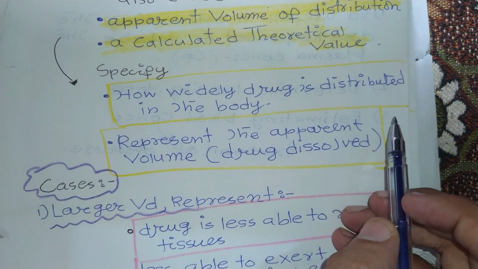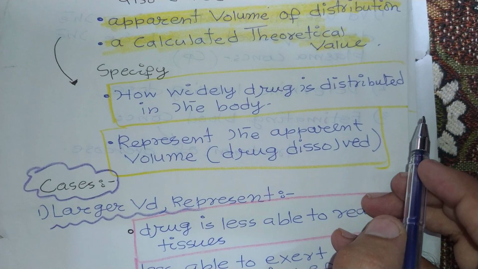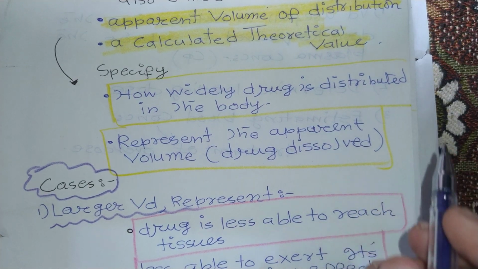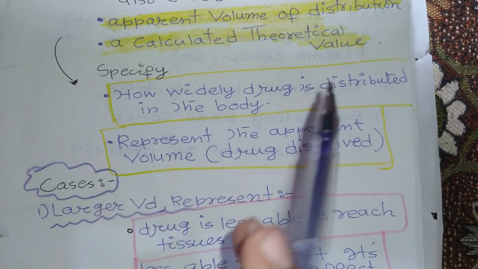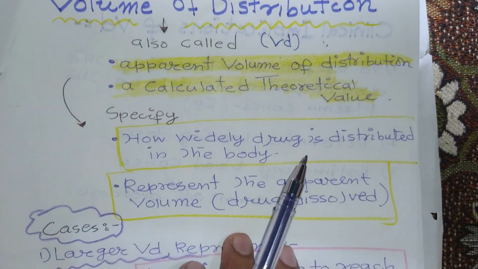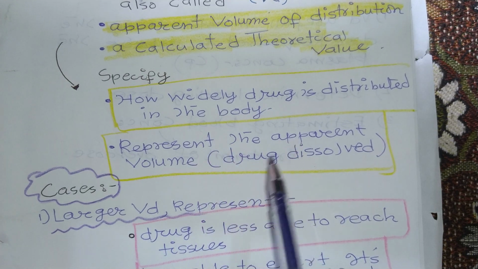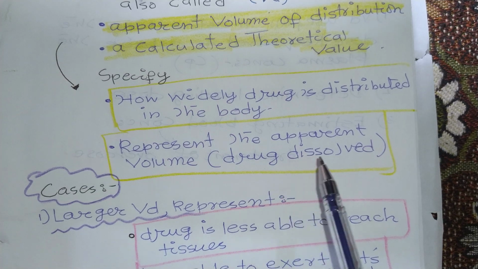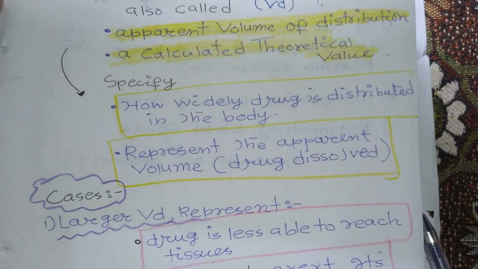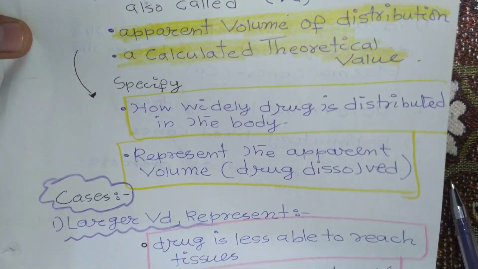कितना quantity drug का distribute हो चुका है body के अंदर, that value will indicate the volume of distribution. Okay, so basically now the volume of distribution VD will represent the apparent volume of the body. Apparent volume वो volume होता है जिसके अंदर drug already dissolve हो चुका है. Okay, so we have some cases of the volume of distribution.